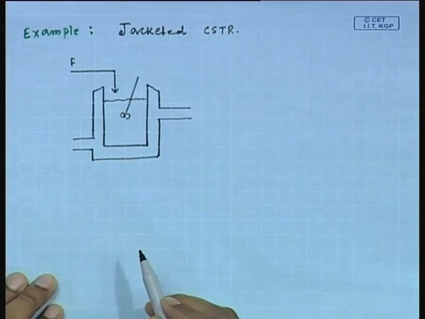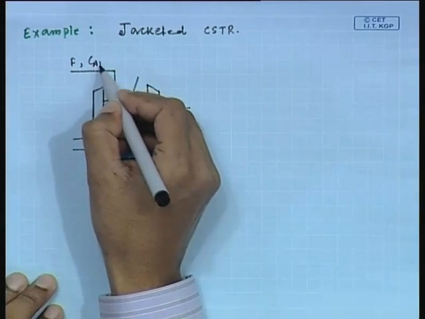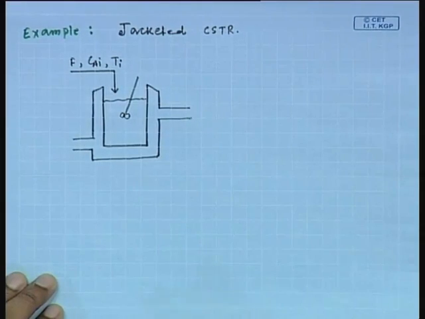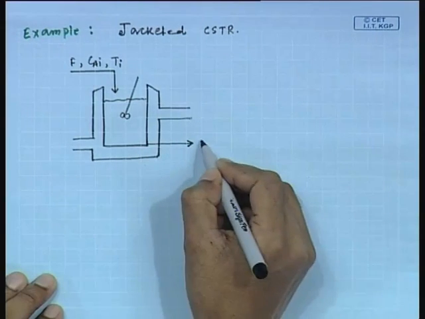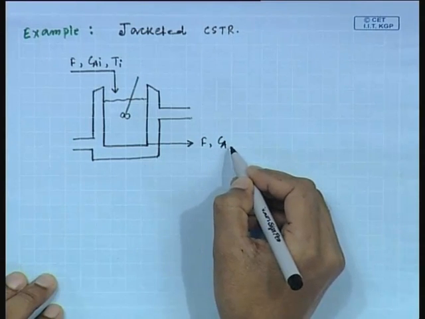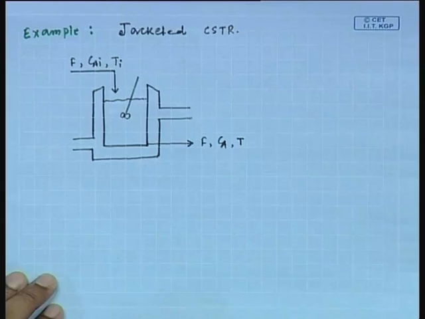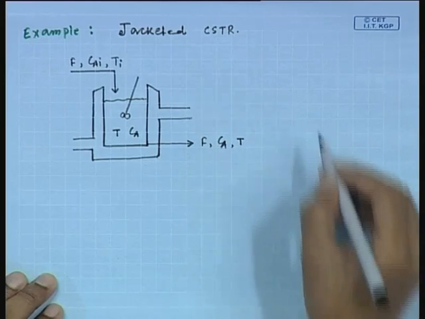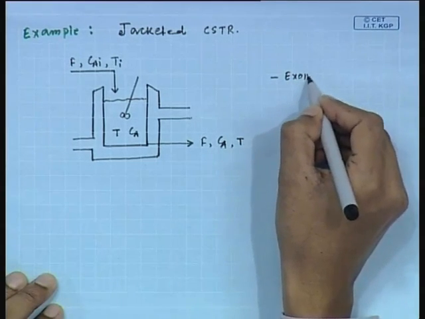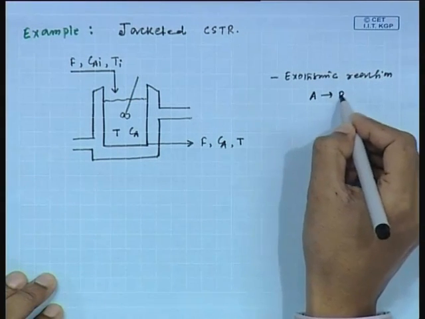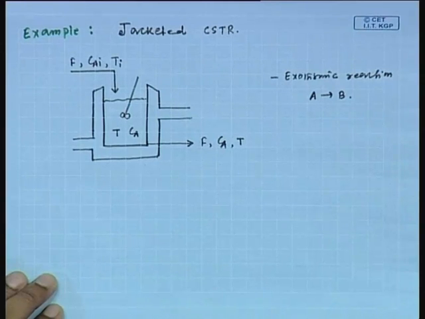Inlet stream has the flow rate of F with concentration CAi and temperature Ti. Outlet stream has the flow rate of F, concentration Ca and temperature T. An exothermic irreversible reaction occurs in the reactor.